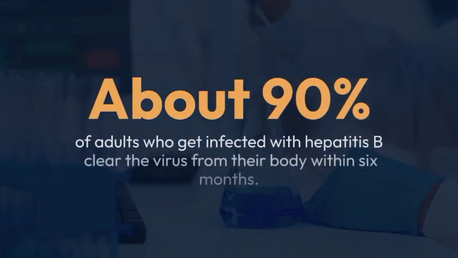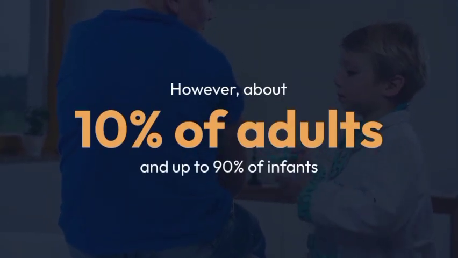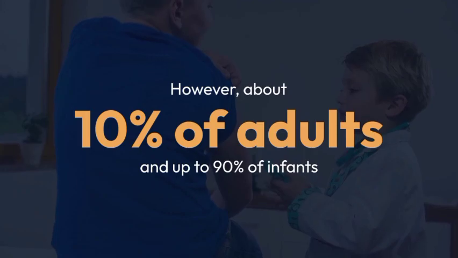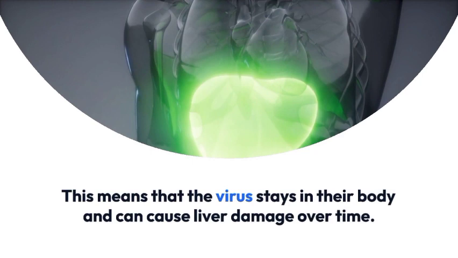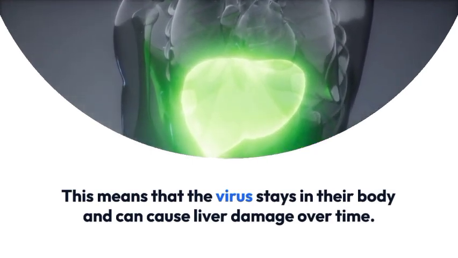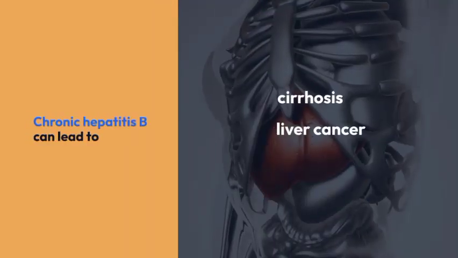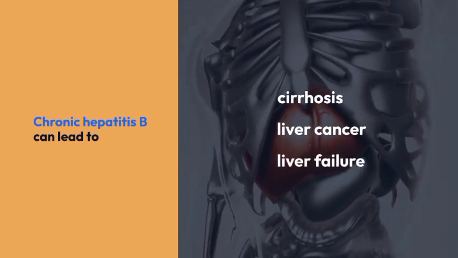Hepatitis C can also range from a mild illness that lasts for a few weeks to a serious chronic condition that lasts for a lifetime. About 15% to 25% of people who get infected with hepatitis C clear the virus from their body within 6 months. However, about 75% to 85% of people who get infected with hepatitis C develop chronic hepatitis C. Chronic hepatitis C can also lead to cirrhosis, liver cancer, or liver failure.